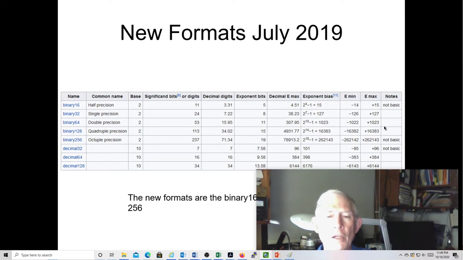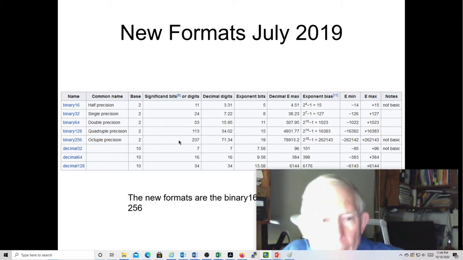So any compliant implementation of this must implement at least one of the basic forms, and that would be single precision or double precision. And I think that also does include quadruple as one of the basics, but the decimal 32 is not one. So in the decimal, the only two basics are 64 and 128.